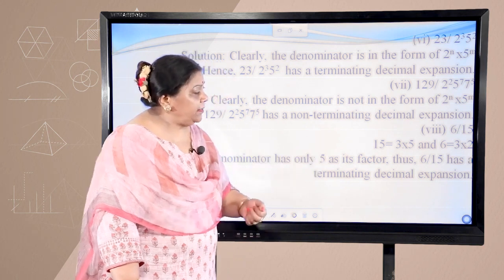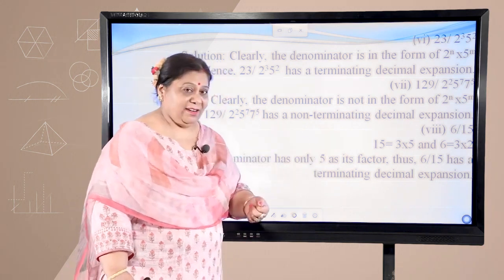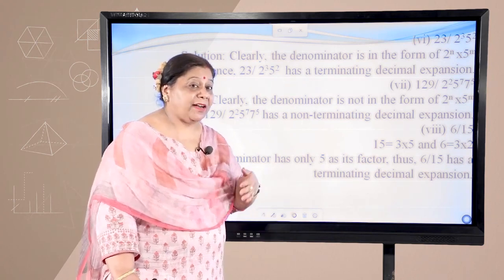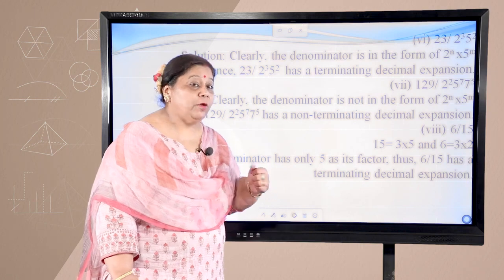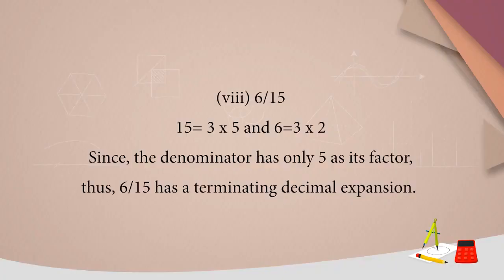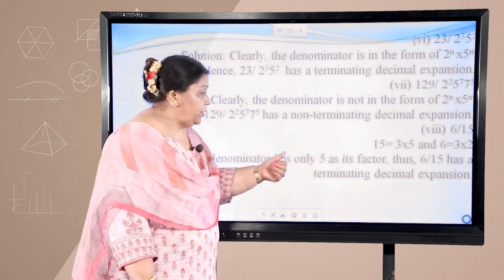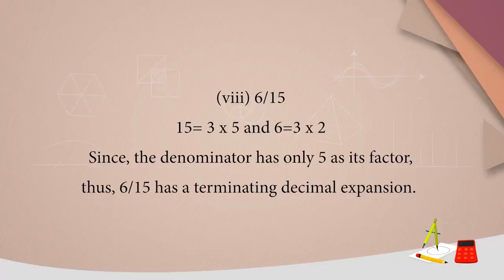Let us see the next part. 6 upon 15. We need to find factors of numerator also here, because common factors will be cancelled in numerator and denominator. Look, 15 can be written as 3 into 5, whereas 6 can be written as 3 into 2. 3 being a common factor, I can cancel out, and what do we have in the denominator then? The denominator has only 5 as its factor, thus 6 upon 15 has a terminating decimal expansion.